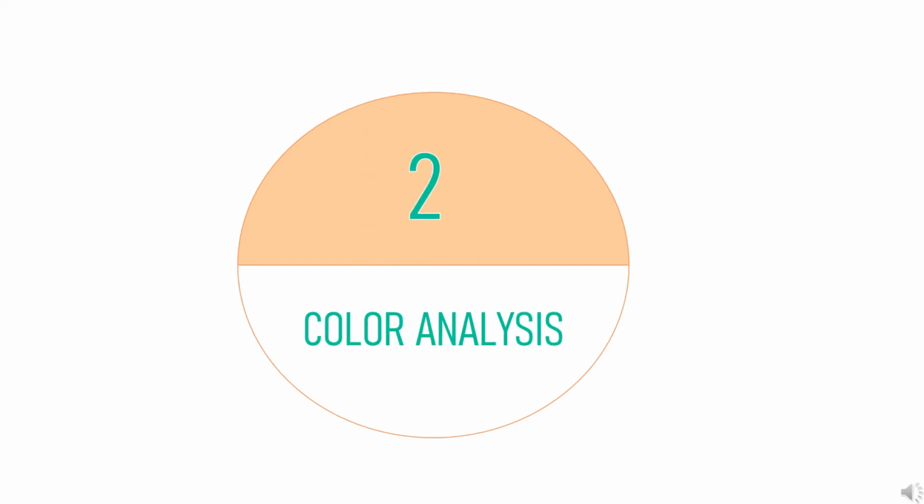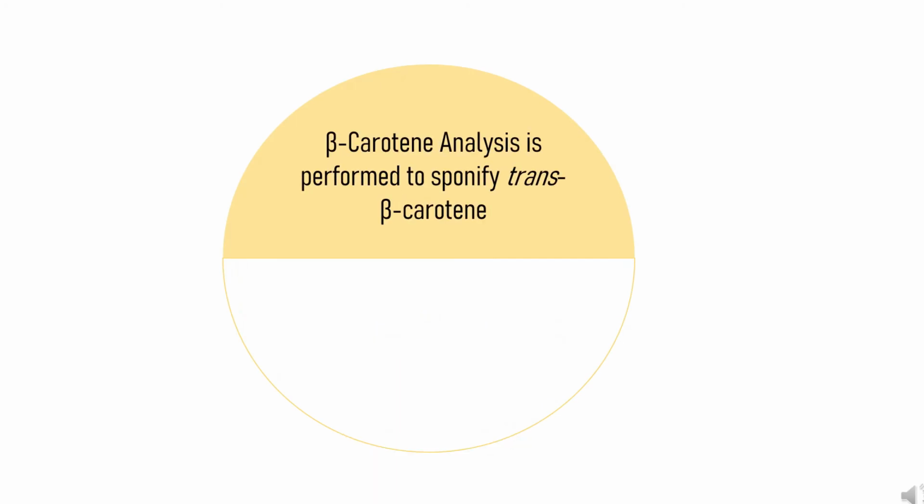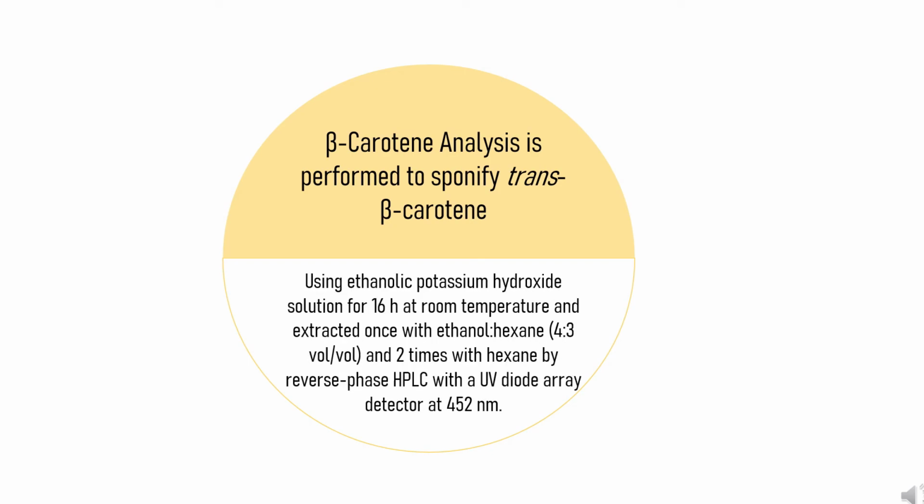And then, we will move to the color analysis. Beta-carotene analysis is performed to saponify trans beta-carotene. It uses ethanolic potassium hydroxide solution for 16 hours at room temperature and is extracted once with ethanol-hexane, which is ratio 4:3 volume per volume, and 2 times with hexane, by a reverse phase HPLC with a UV diode array detector at 452 nanometer.